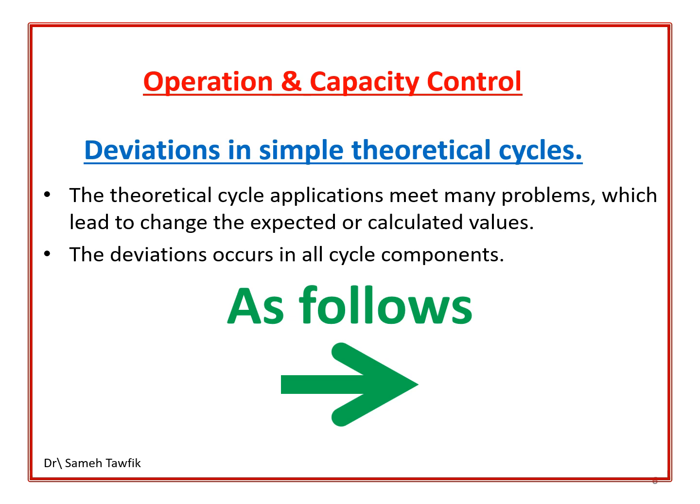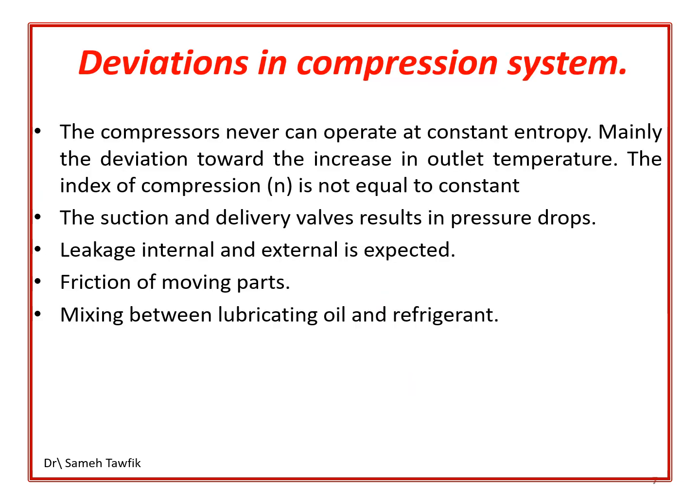Operation and capacity control. Deviations in simple theoretical cycles. The theoretical cycle applications meet many problems, which lead to change the expected or calculated values. The deviations occur in all cycle components as follows. Deviations in compression system. The compressors can never operate at constant entropy. Mainly the deviation is toward the increase in outlet temperature.